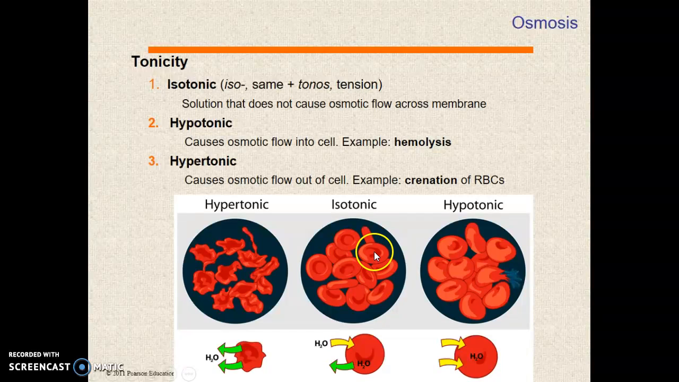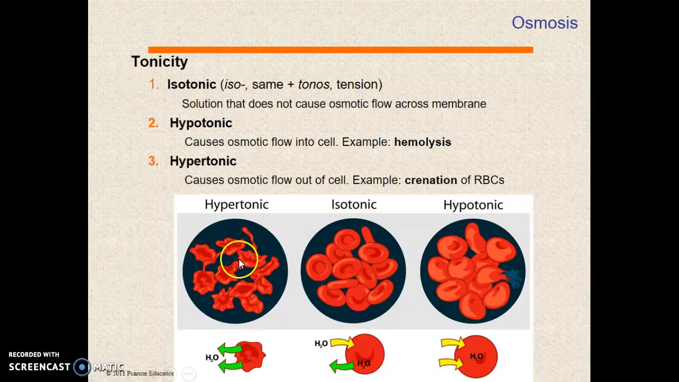We see this when we are in the hospital and we have to have an IV solution. They will never give us pure water. They will give us a solution that is isotonic with our blood and our blood cells, because you don't want a net movement of water into or out of the cell.